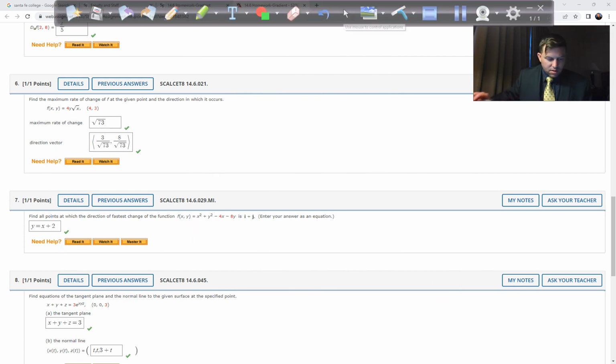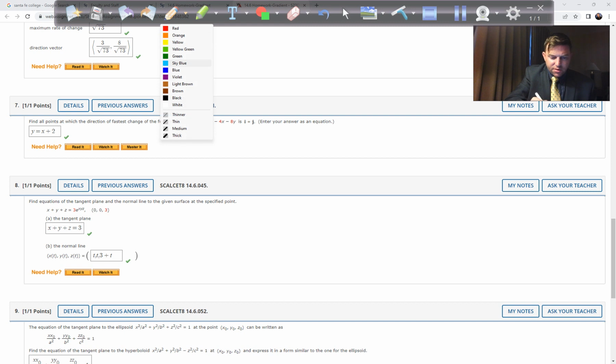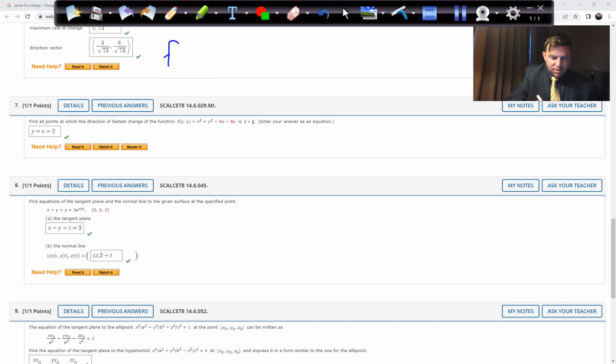Problem 7. Find all points at which the direction of fastest change of the function f(x,y) equals x squared plus y squared minus 4x minus 8y. Let me write this. So here's our function, so we can actually see it. x squared plus y squared minus 4x minus 8y. And it says we want the direction vector to be i plus j.